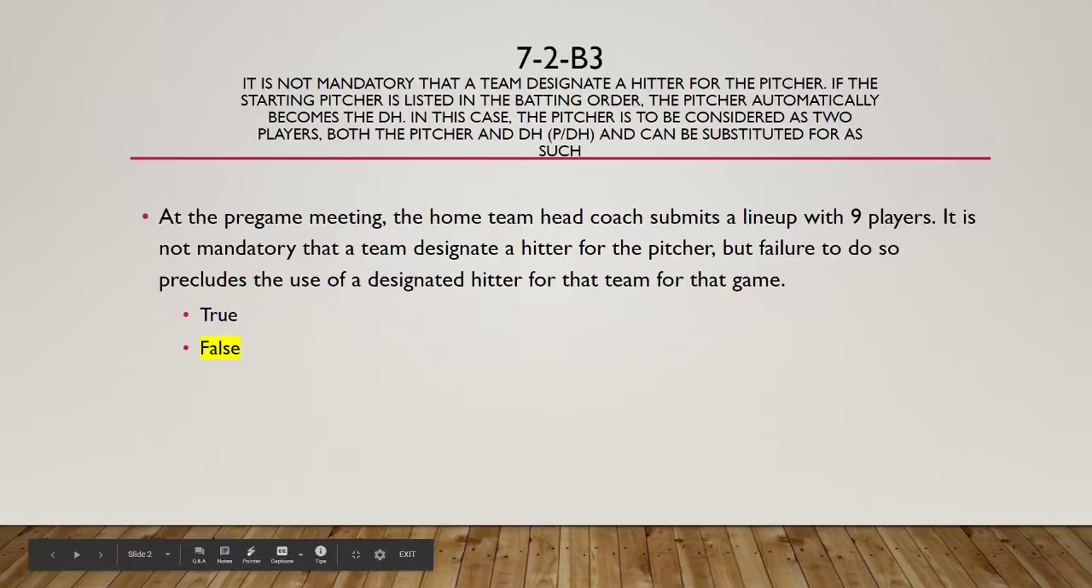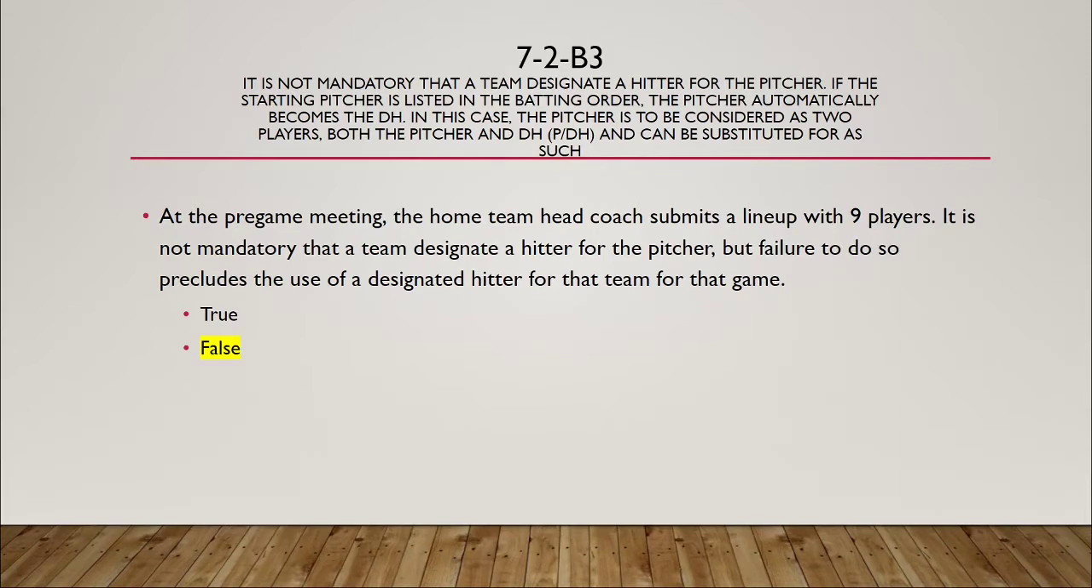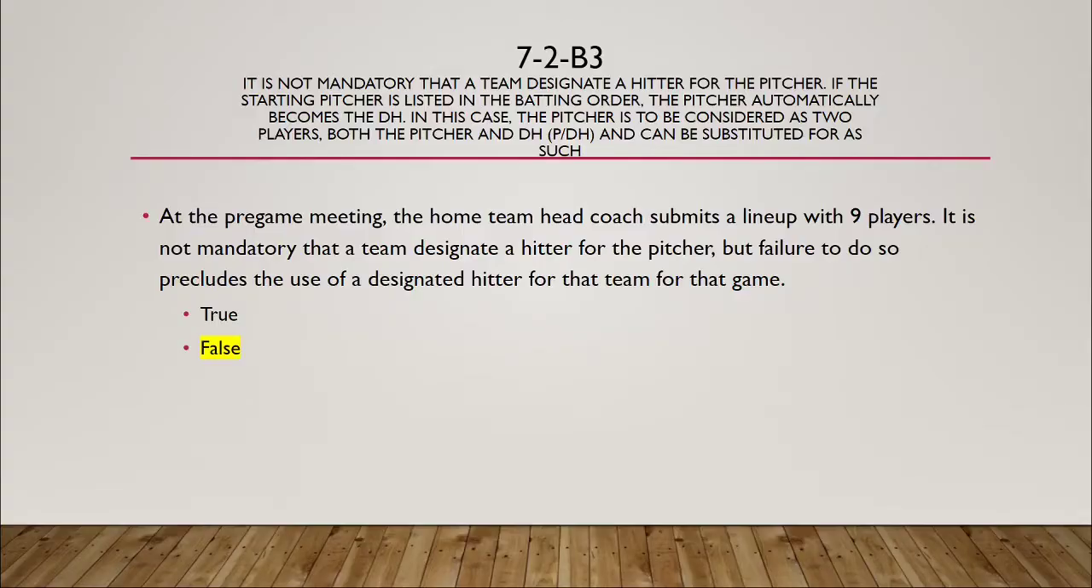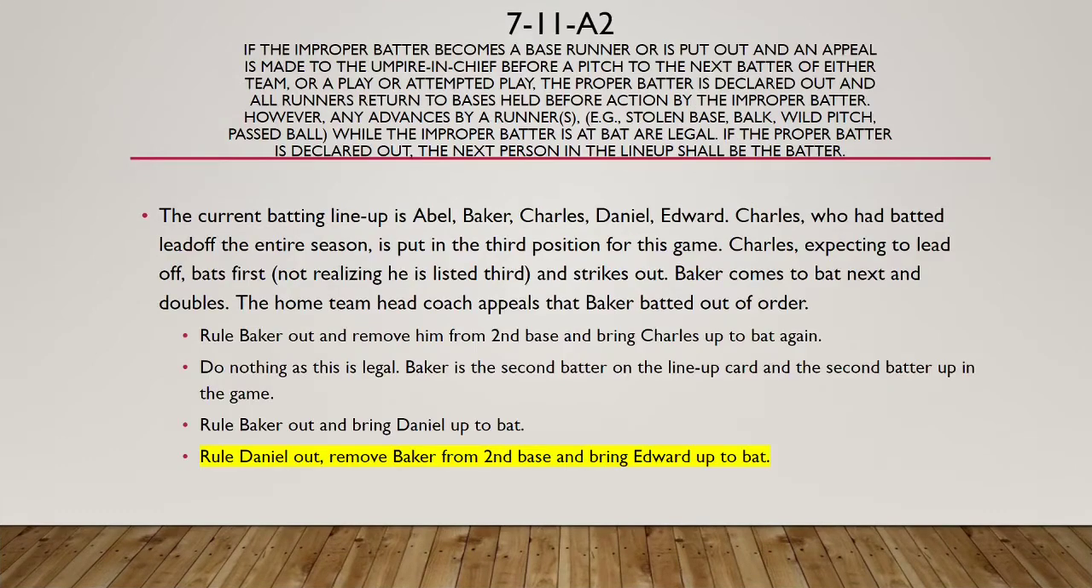So without further ado, our first question is: at the pregame meeting, the home team head coach submits a lineup card with 9 players. It is not mandatory that a team designate a hitter for the pitcher, but failure to do so precludes the use of the designated hitter for that team that game. Is this true or false? That answer is false. False on that answer. The rule that applies is Rule 7-2-B3.